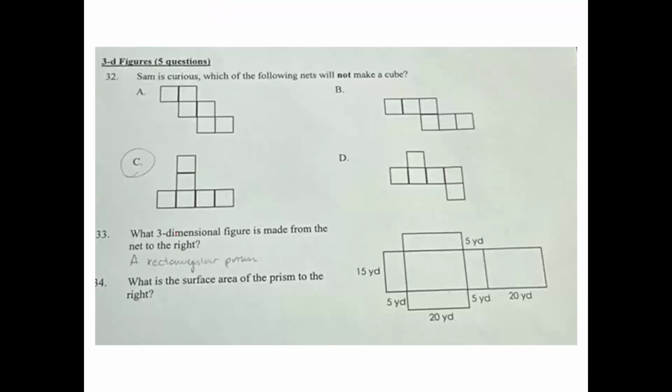Sam is curious, which of the following nets will not make a cube? Will not make a cube. So a cube looks like this, right? Yeah. Do you see the cube right there? Yeah. So this will definitely make a cube. If you fold this one up, that one up. Well, actually, hold on. Let's see. Maybe not. Or maybe it's this one.